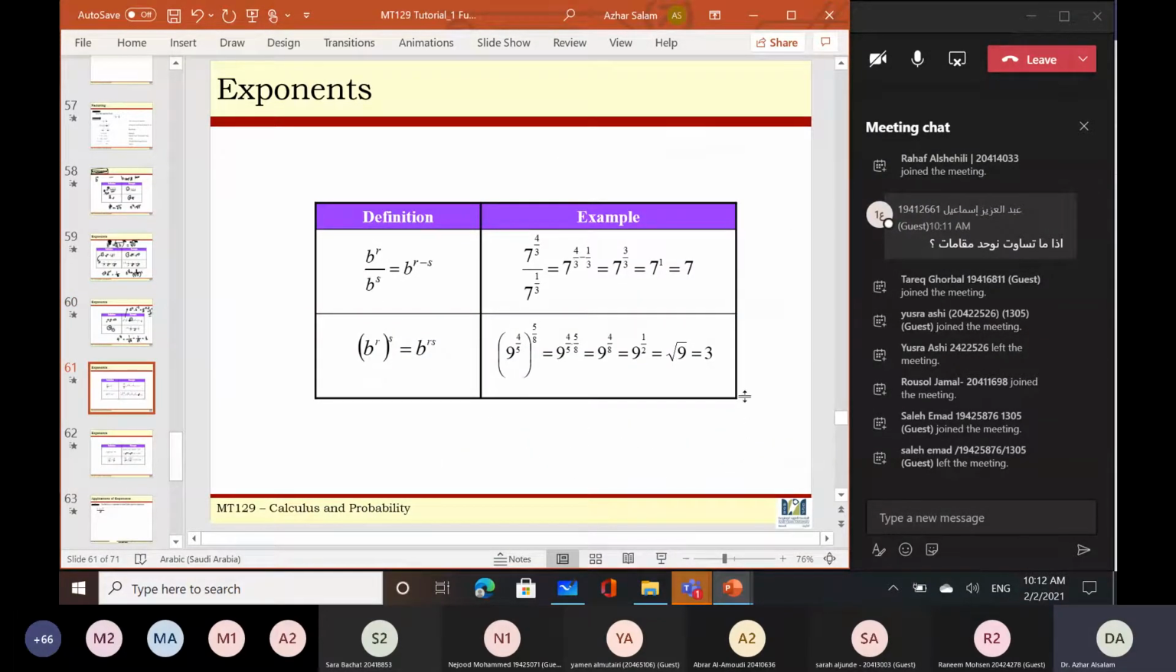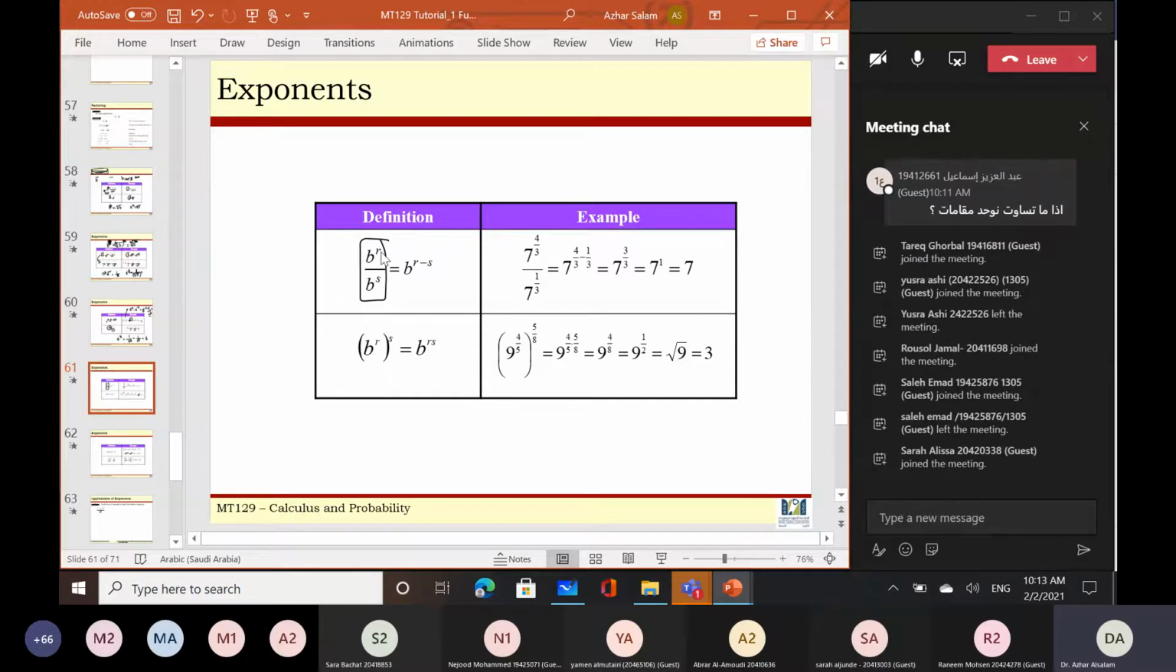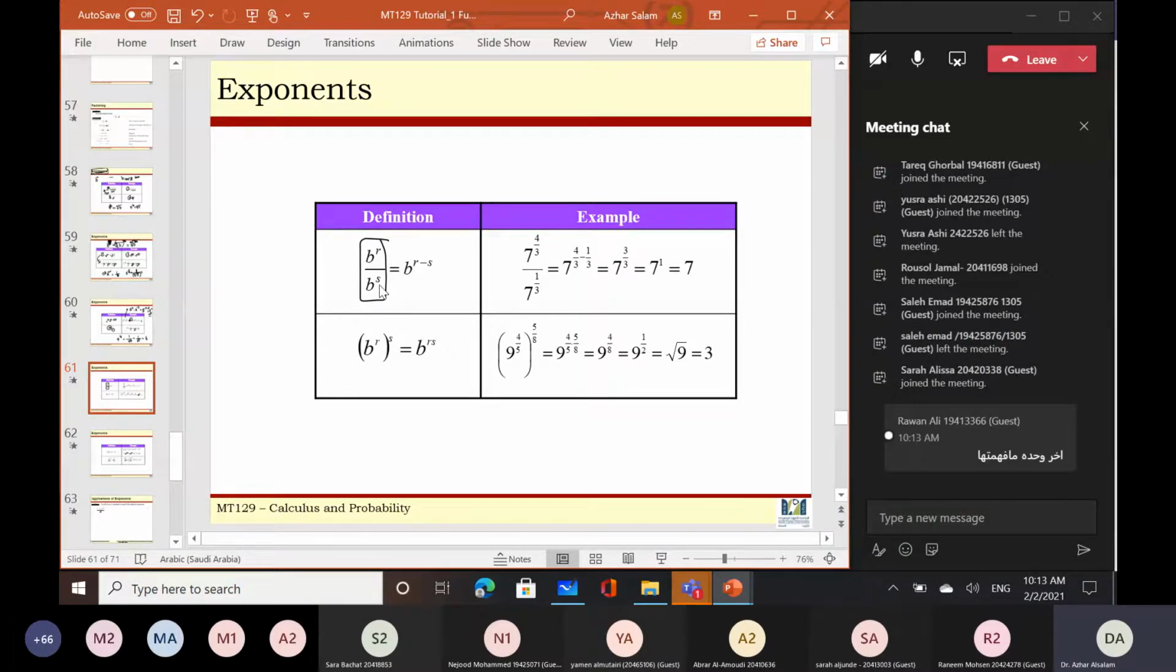Also here, the previous case was the multiplication. Now I have the division between two numbers with the same base, b to the power r divided by b to the power s. Since the bases are equal, I take the subtraction between the powers.